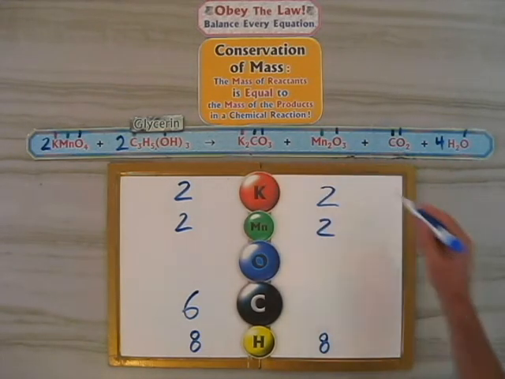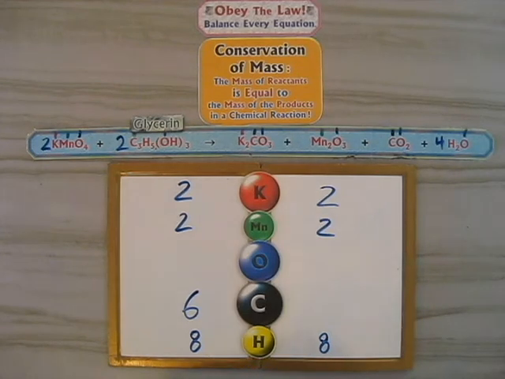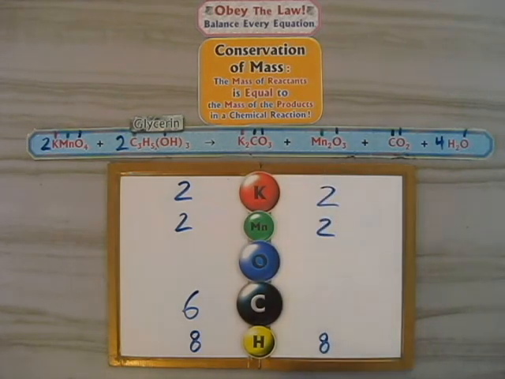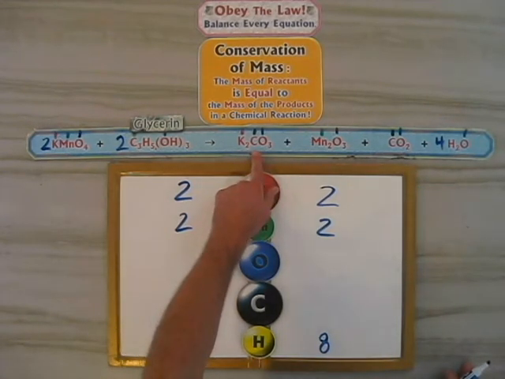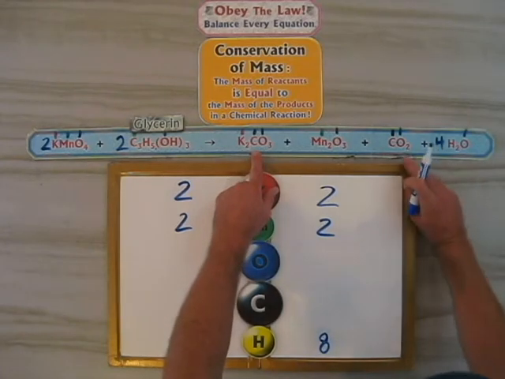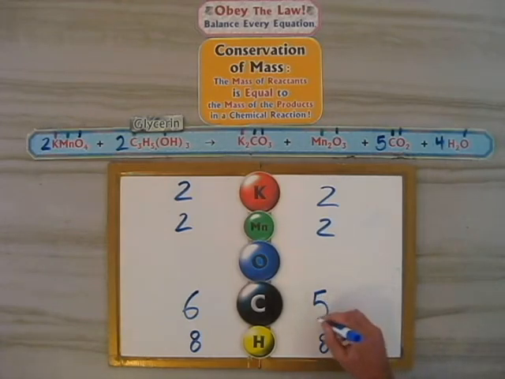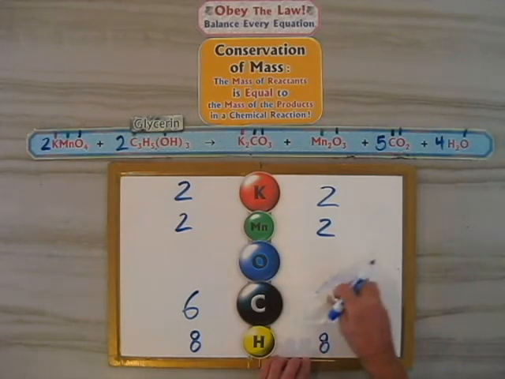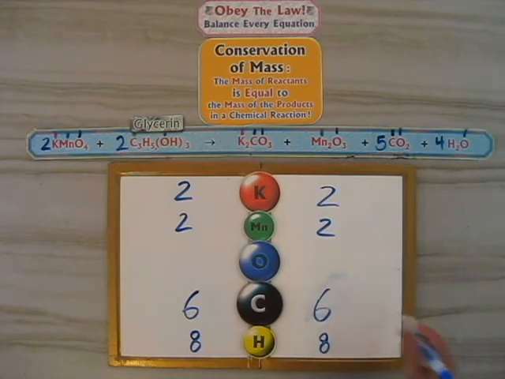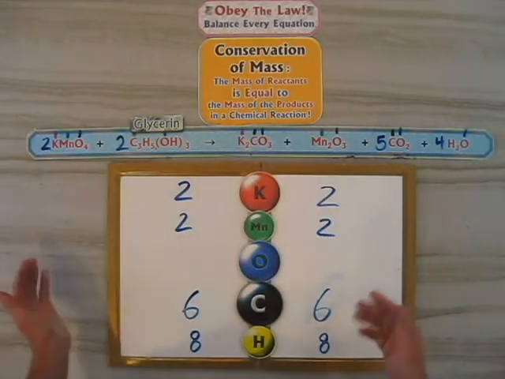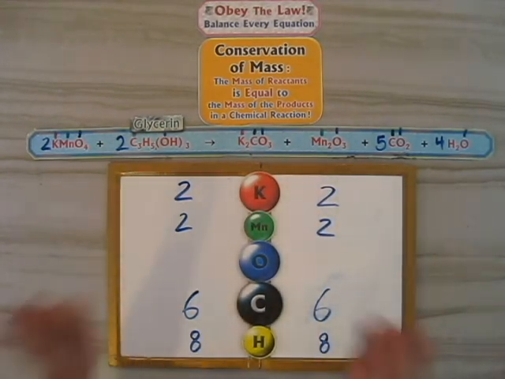How can I make this into 6 carbon? Well, the easy way would be to not mess with the potassium or the manganese, not mess with either one of those, but only mess with this one. If this is only 1 carbon, then I could make this the rest of them. I could make this 5 of them. Boom. 5 plus 1 is 6, so then they're balanced. So that's pretty good. So we've got 6 carbon, 5 carbon and 1 carbon, 6 carbon. We've got potassium, manganese, carbon, hydrogen, boom, boom, boom, boom, boom.